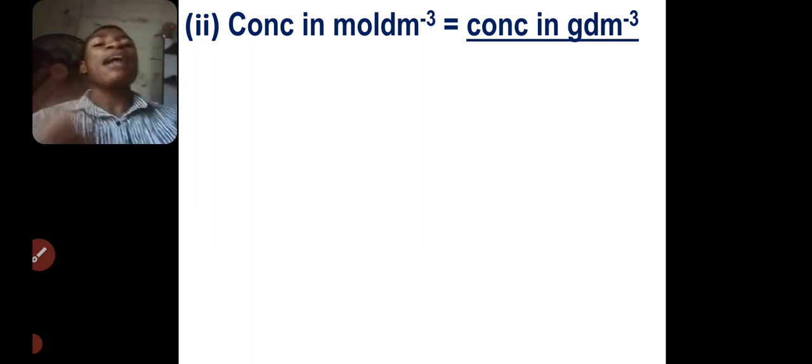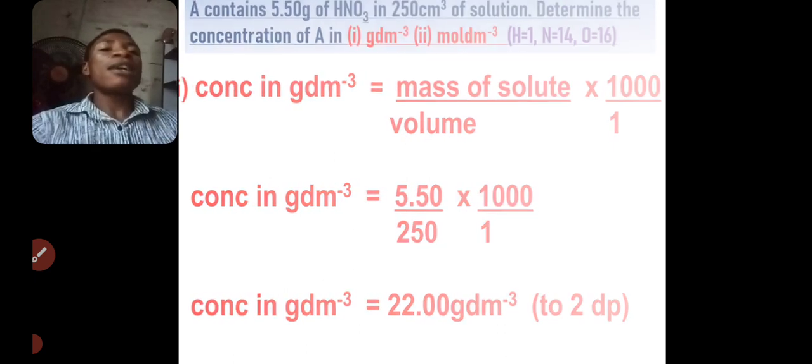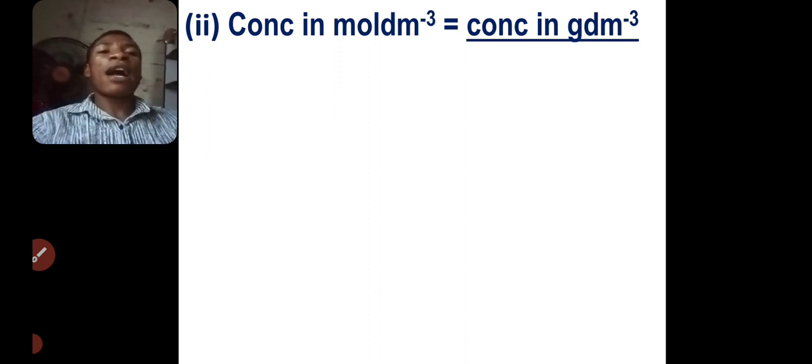We've gotten gram per dm cube as 22.00 grams per dm cube. So we need to calculate this value in mole per dm cube in the second part of the question. And we know that the mole per dm cube is just gram per dm cube over molar mass. So we're going to invoke that formula now to get our answer here.